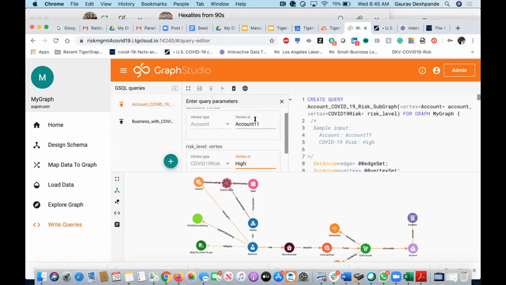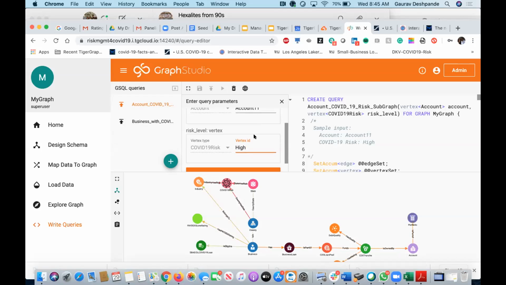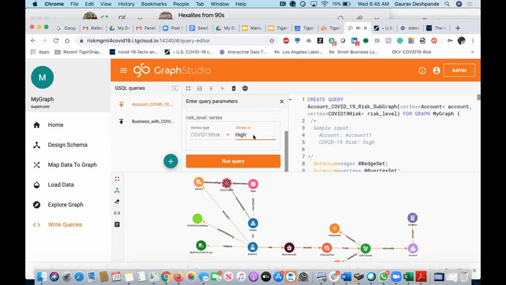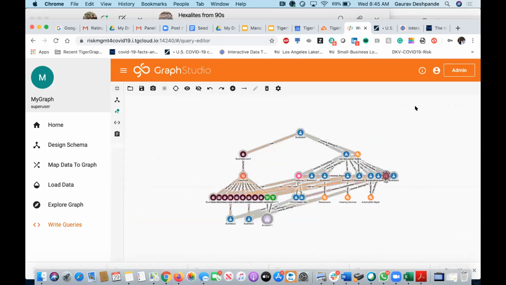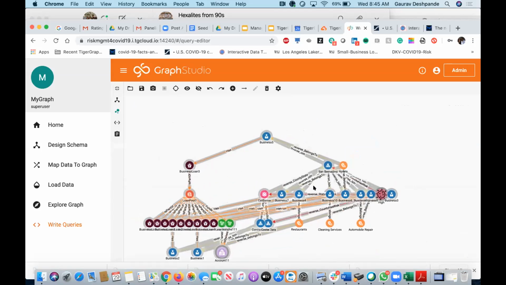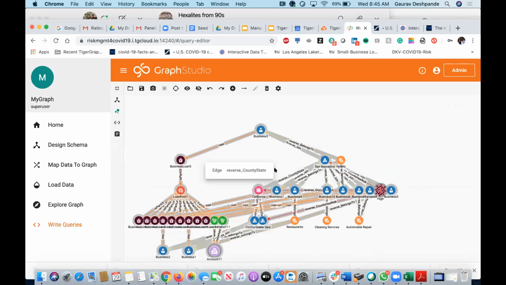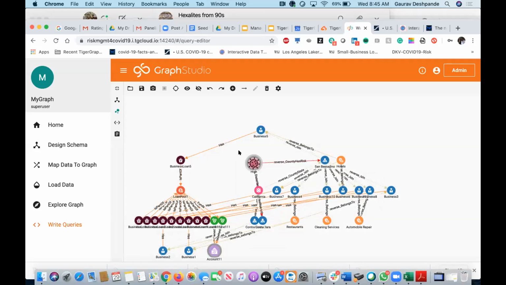I want to understand account 11, all the different tranches in that account, all the different loan pools that the tranches are part of, and all the business loans that are part of those loan pools. I want to see what the connection between this and a high risk of COVID-19 is. If I look at it, I'm going to maximize the screen for you to see that there is a significant portion of account 11 that's related to high risk of COVID-19. You can see COVID-19 in the center here. What it shows you is that a high number of businesses are linked, either through industry, county, state, or all of those, to a high risk of COVID-19.